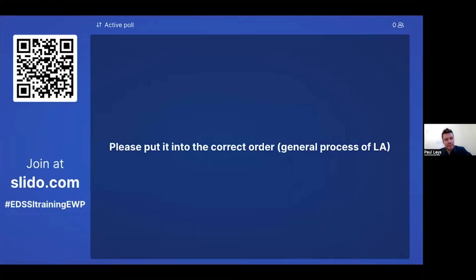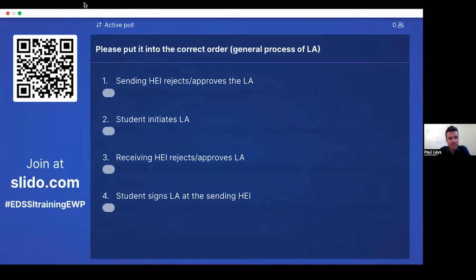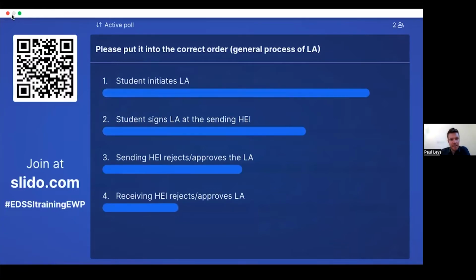And now you can put the process in the correct order for the learning agreements. So first step, second step, third step, fourth. As steps, we have: the student initiates the learning agreement, the sending higher education institution rejects or approves, the receiving higher education institution rejects or approves, and the student signs.